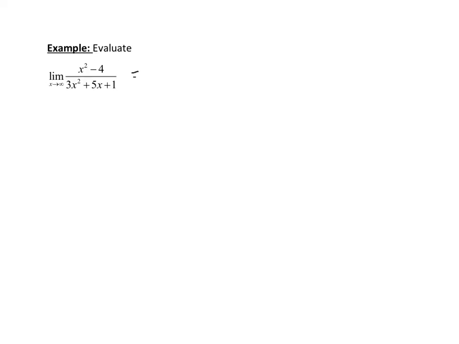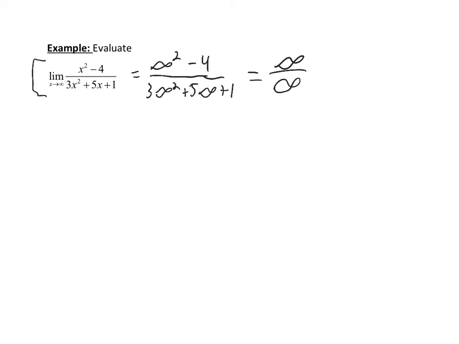Okay, in this example, if I tried to plug in infinity, I would get infinity squared minus 4 over 3 times infinity squared plus 5 times infinity plus 1. Either way, you'd get simply infinity over infinity. Now, you may remember we actually did questions that look like this way back when we were doing limits, and we did them algebraically. What we said was if the degrees are the same, you should get the ratio of the coefficients, which would be 1/3. Let's see if that's the case using L'Hopital's rule.